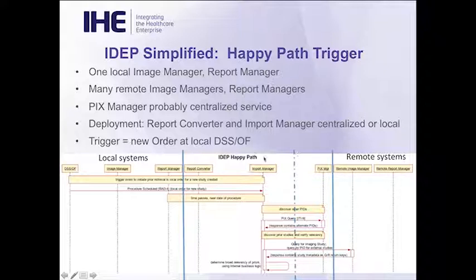And then here I have a dashed line. The dashed line indicates these two new actors for IDEP, which are an import manager, the new intelligent actor that goes out and figures out what other studies exist for this world and how to convert them locally, and a report converter, which doesn't ever touch the images, but as the name implies, is able to convert both the format and the protocol for the various reports to be able to store them back to the local report manager.